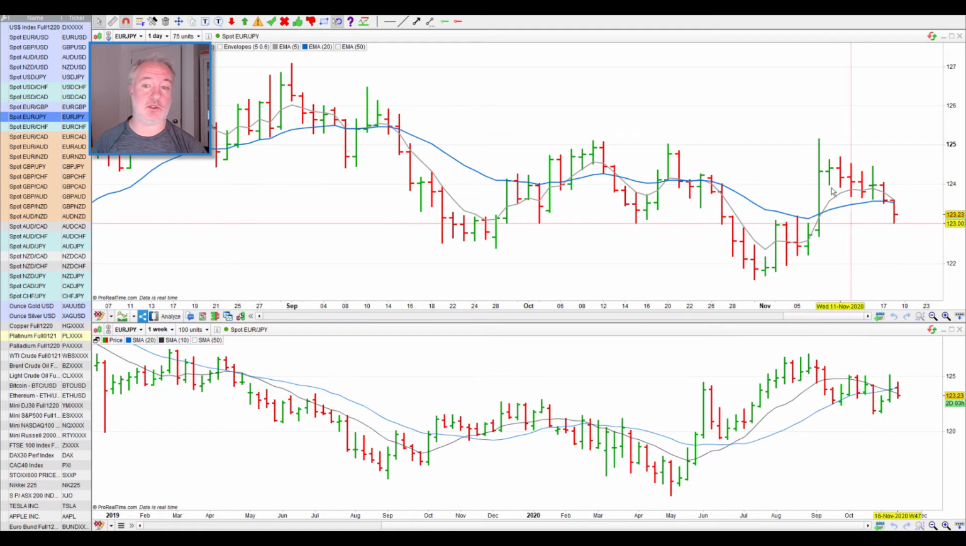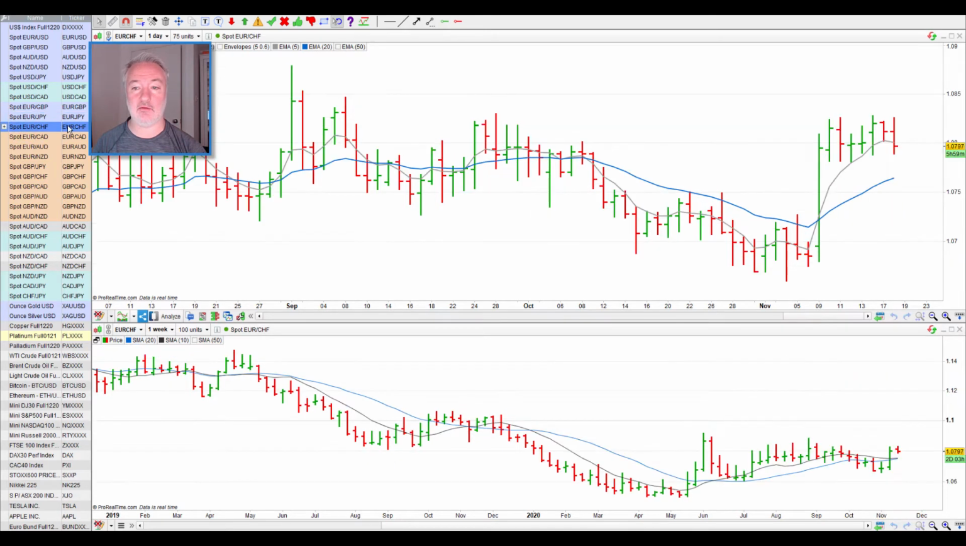I don't like this one. The problem is price is bobbing above and below the moving averages. There is no clear momentum, so I'm going to leave that. Then we come to Euro Swissy, which is trying to climb to the upside, but is definitely struggling with a clear level of resistance there. I'm going to pass on that.